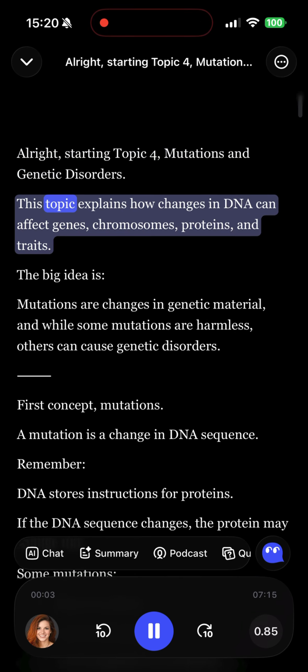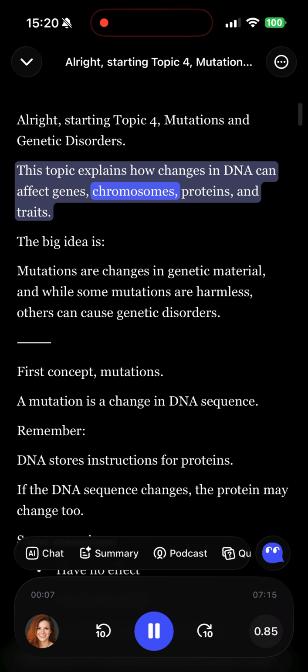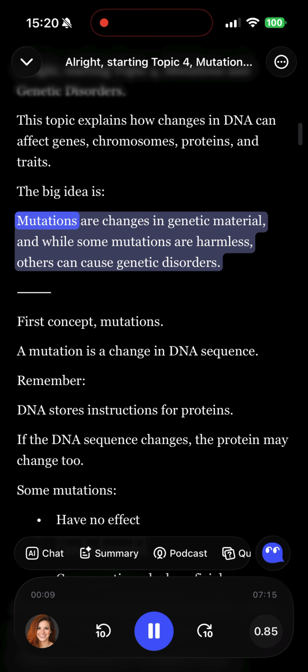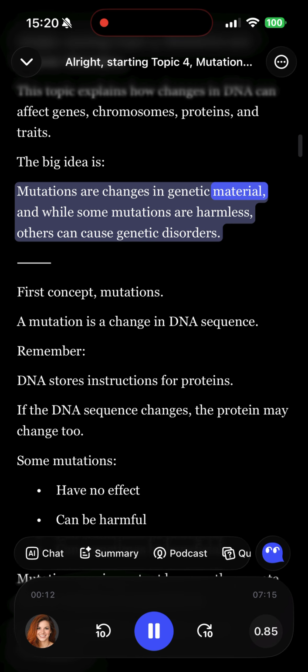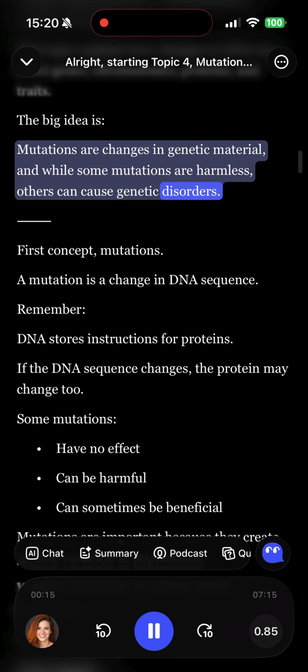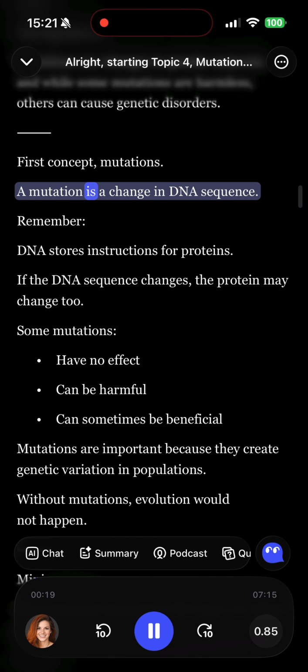Genetic disorders. This topic explains how changes in DNA can affect genes, chromosomes, proteins, and traits. The big idea is, mutations are changes in genetic material, and while some mutations are harmless, others can cause genetic disorders.